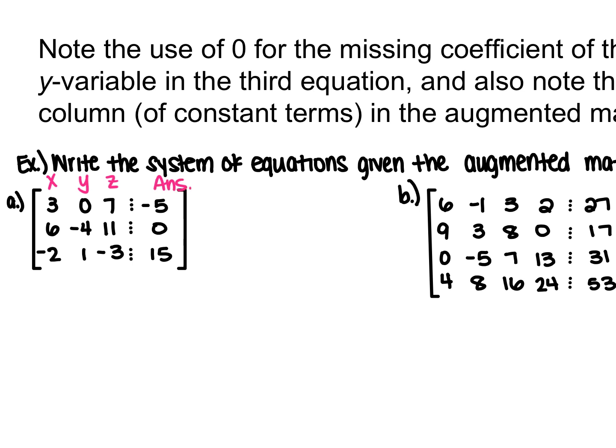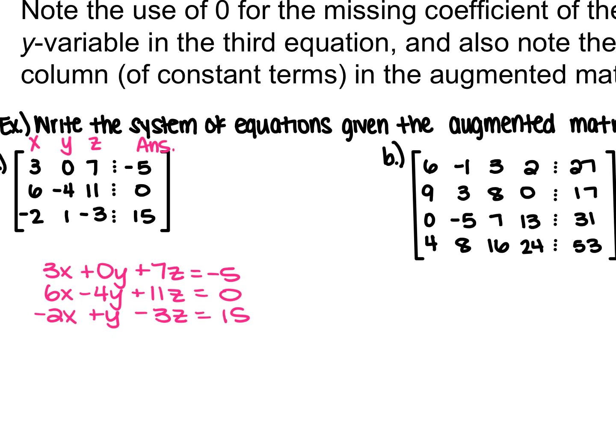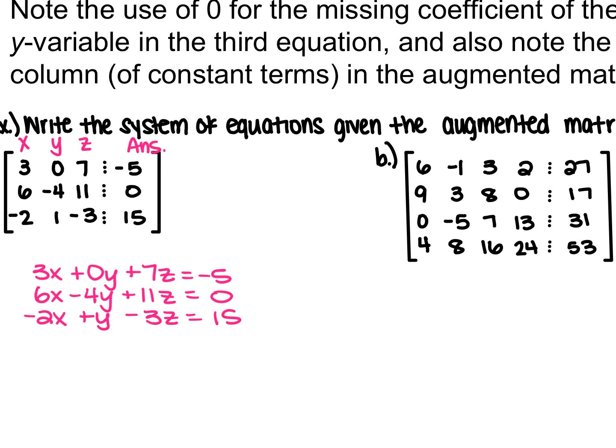So we're first going to have 3x plus 0y plus 7z is equal to negative 5. Then we have 6x minus 4y plus 11z is equal to 0. And lastly, negative 2x plus y minus 3z is equal to 15. Now, you do not need the 0y in there. You could just write it as 3x plus 7z is equal to negative 5. That's totally okay. But if you want to keep that place value in there, you need to make sure that it's that 0y.